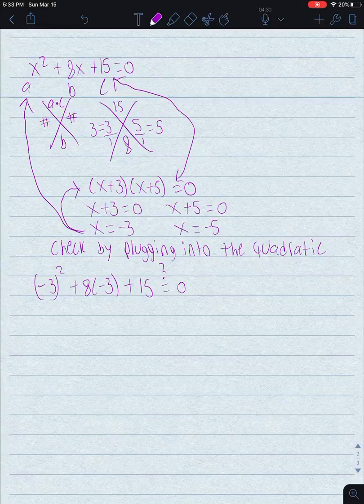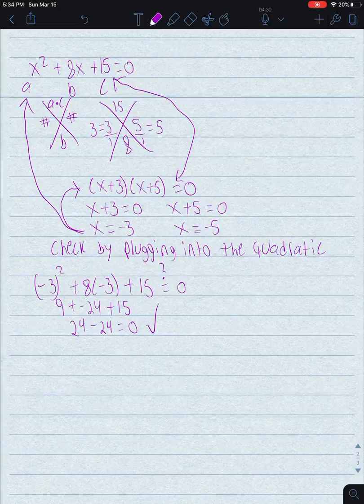We don't know. Maybe I made a mistake. Negative 3 squared is 9. 8 times negative 3 is negative 24. And then we have that plus 15. 9 plus the 15 makes 24. We still have the negative 24, and 24 minus 24 equals 0, which is what we wanted. So that means that from the original equation at the top, if we plug in the number negative 3, that'll be a solution that ends up being 0, which means we solved it.